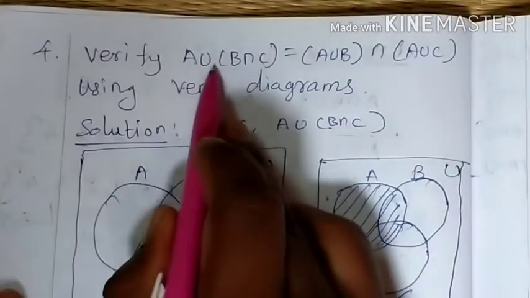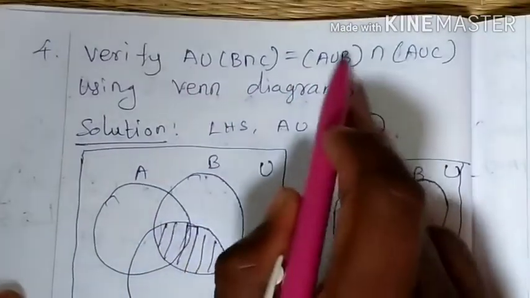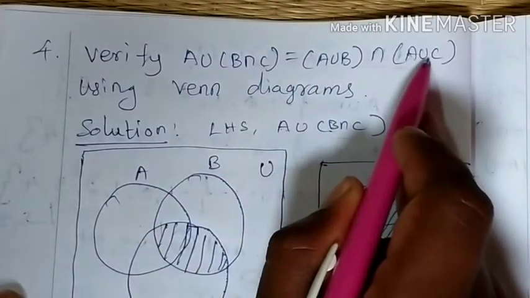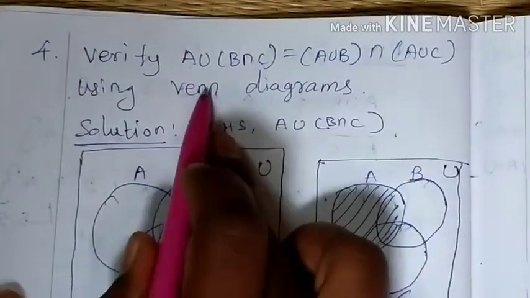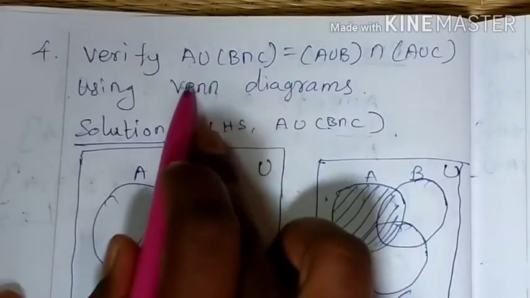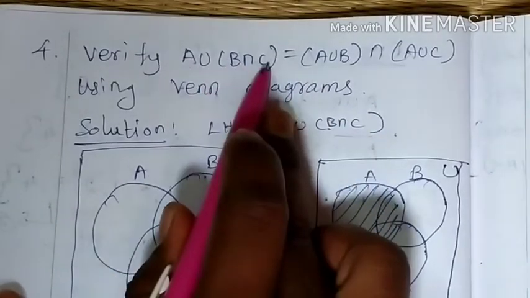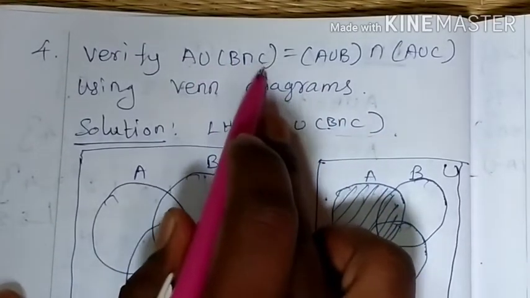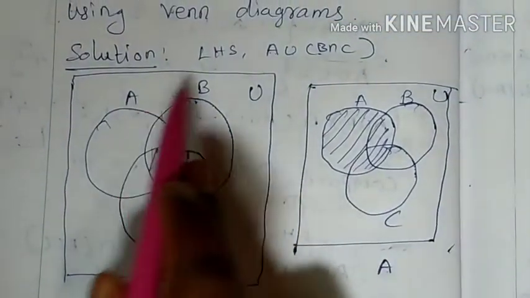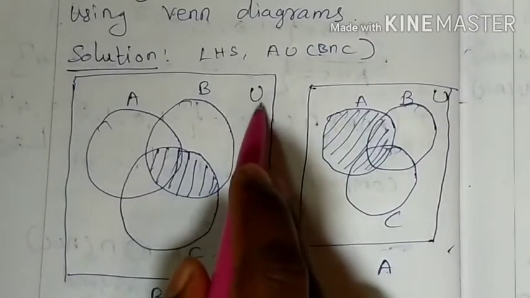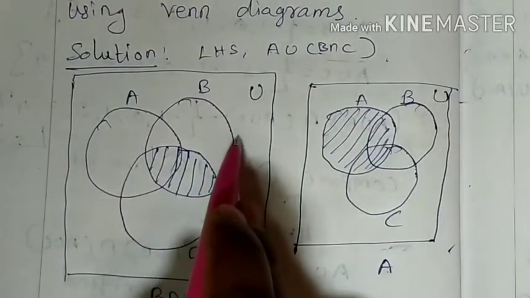Fourth one, verify A union (B intersection C) equals (A union B) intersection (A union C) using a Venn diagram. This is a Venn diagram question, so draw the Venn diagram. A, B, C are given, so three sets. Draw the overlapping of three sets, like A, B, C. The rectangular box is the universal set.